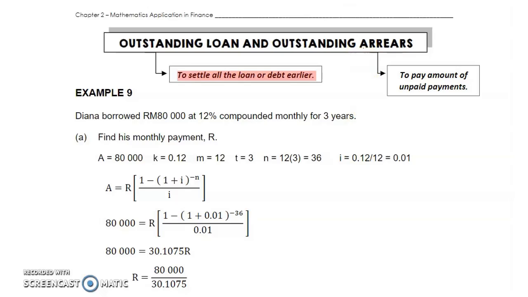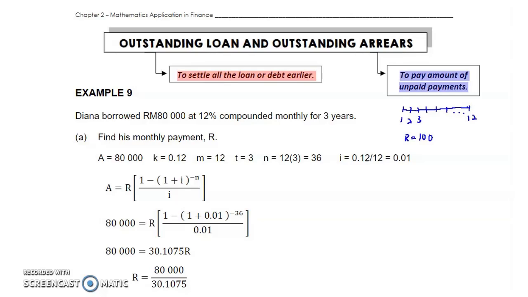However, outstanding arrears is the case whereby we want to pay the amount of unpaid payments. Let me give an example. You make a loan for 1 year on a monthly basis. It means every month you pay, for example, 100 ringgit. Just an example, our monthly payment is 100 ringgit, for 1 year, monthly, until 12 months.